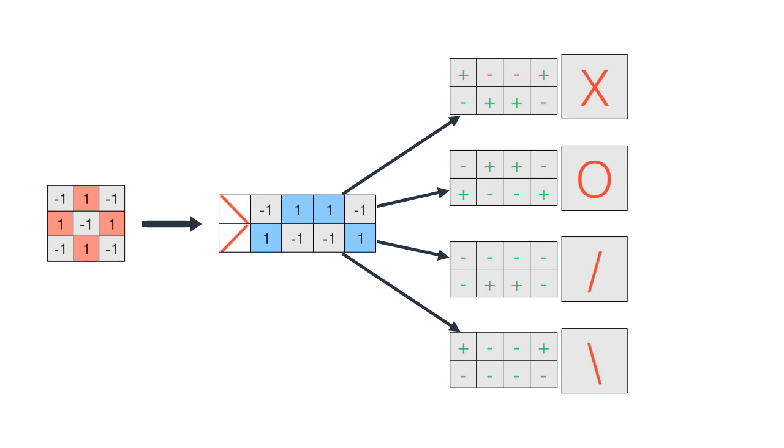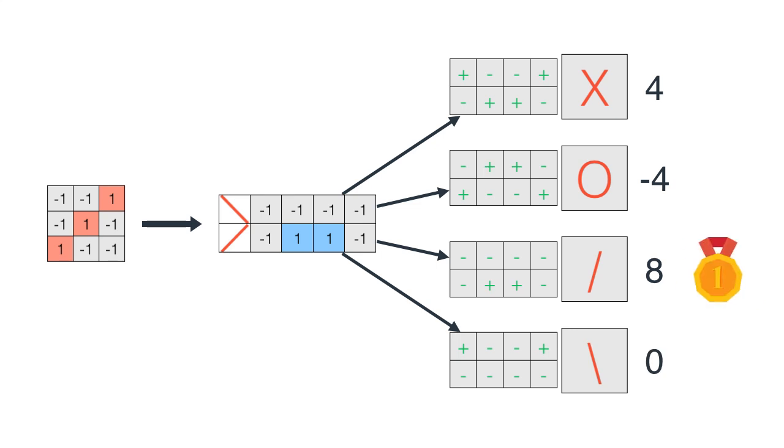Okay, let's do the O. So in the O, you can do this yourself, but the first filter gives you minus 8. The second filter gives you 8. The third filter gives you minus 4, and the fourth one minus 4, so the second one wins. We conclude that this image is an O. And for the diagonal, we get 4, minus 4, 8, and 0. The third one wins. For the backwards diagonal, we get 4, minus 4, 0, and 8. So the last one wins, so we conclude that this is a backwards diagonal.